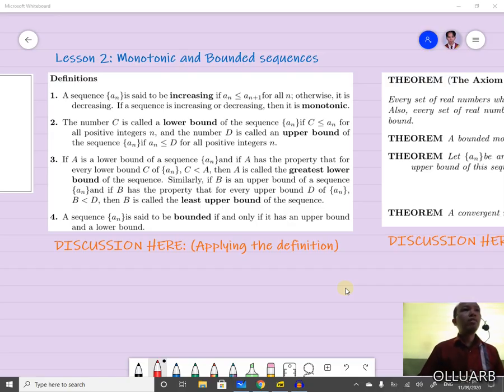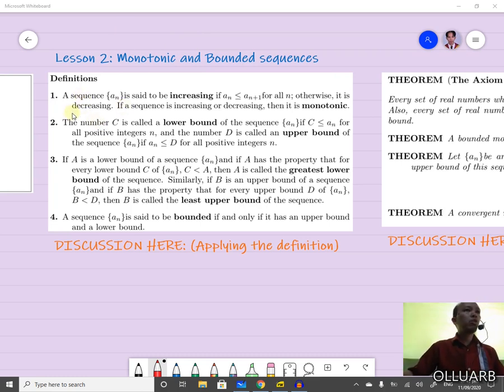For our second lesson, which is entitled monotonic and bounded sequences, let me remind you that you have to familiarize yourselves with what I told you before in lesson number 1 about the sequence. You have to really try to understand our first topic. Since I assume that you are familiar now with the idea of a sequence, let's proceed to lesson number 2.